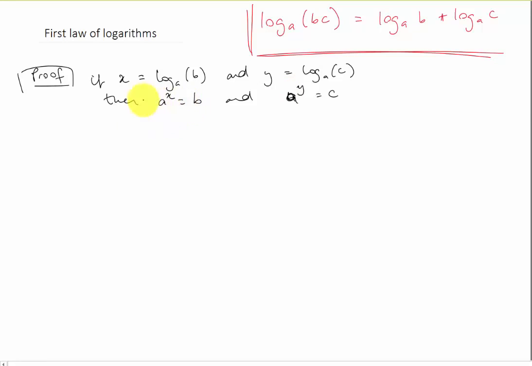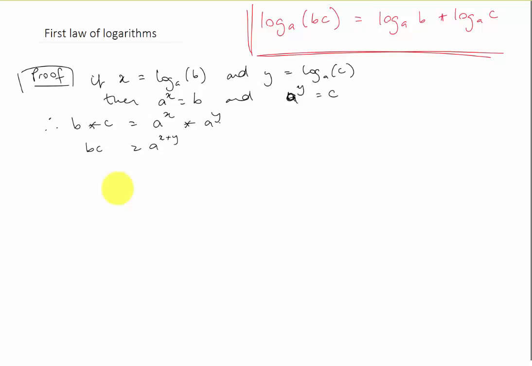And therefore b times c is equal to a to the power x times a to the power y, because I've just substituted those two. And we know that if we multiply two things with the same base and they've got exponents, then we just need to add the exponents together. So that's a to the power x plus y. That's the same as what we've covered before with our powers.